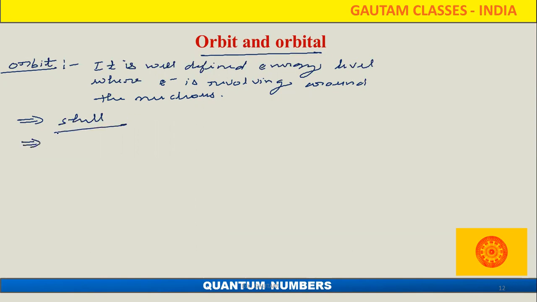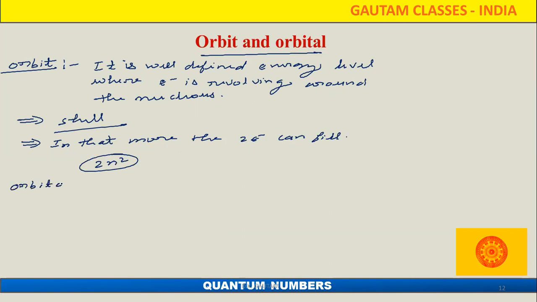In that orbit, more than two electrons can fill. If more than two electrons can fill, then according to which principle are they filling? According to the 2n square rule. But when we come to the case of the orbital, what is that?